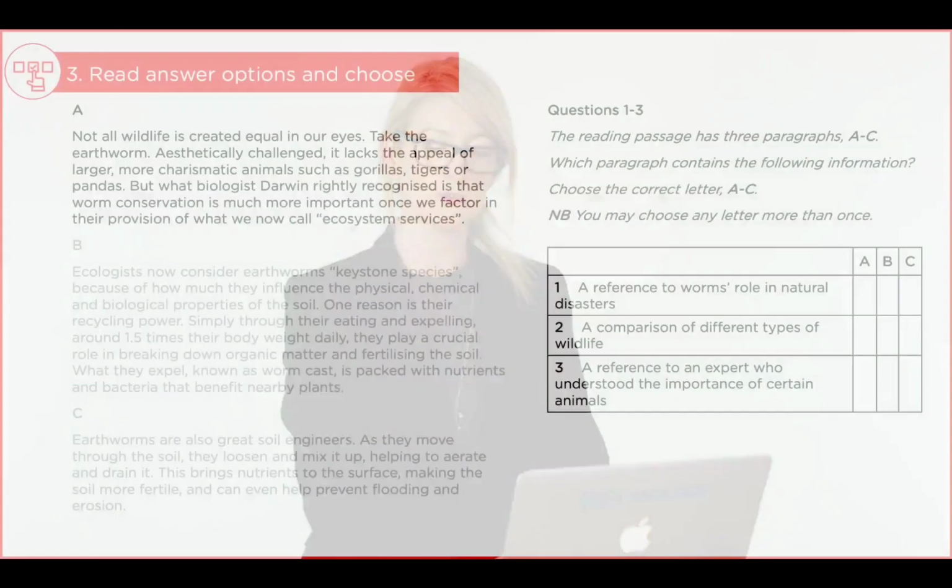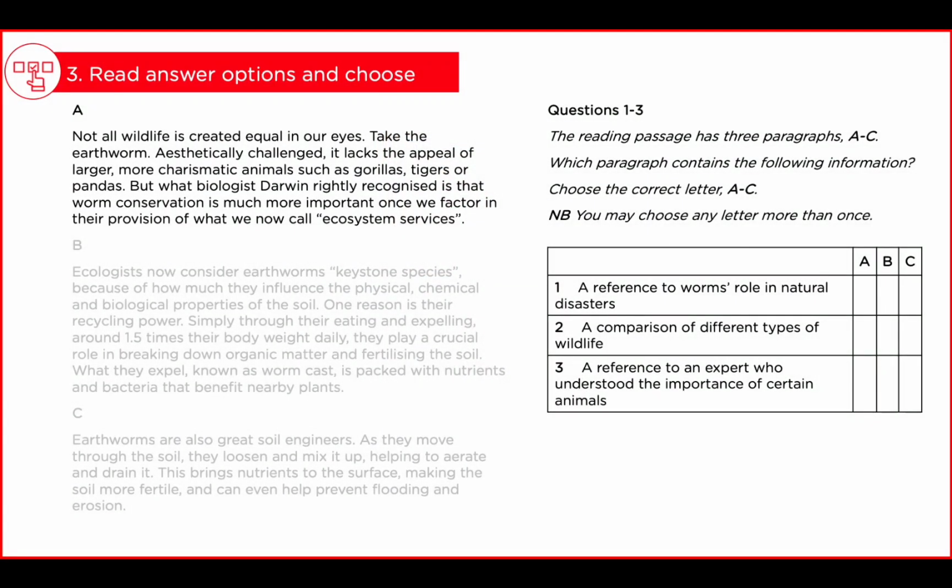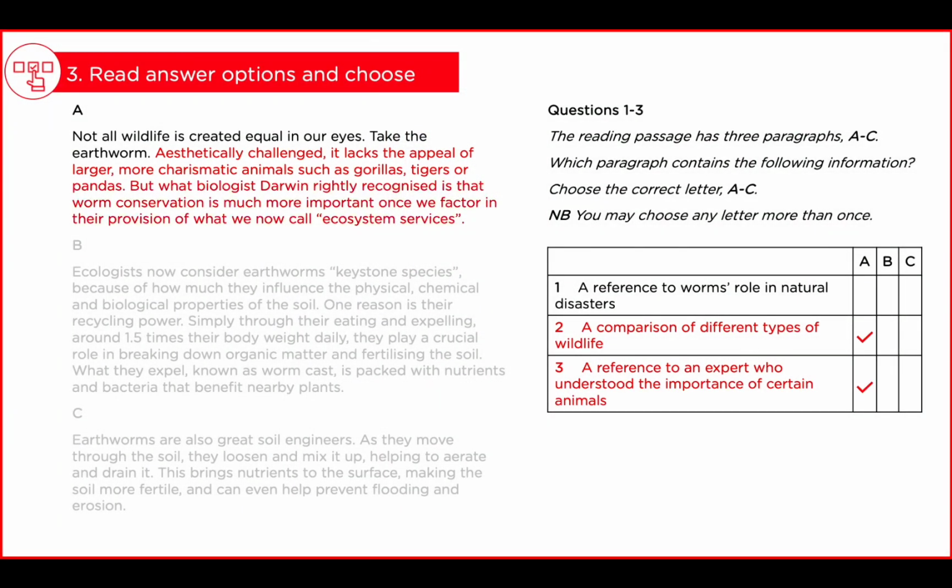Now you don't stop there because remember, there could be 2 bits of information in this paragraph. So keep reading. Question 3. Did that paragraph contain a reference to an expert who understood the importance of certain animals? Did we see the name of an expert who said worms are actually really important? We sure did. It was biologist Darwin. So in this paragraph, we would tick A as well. So 2 answers from just 1 paragraph.